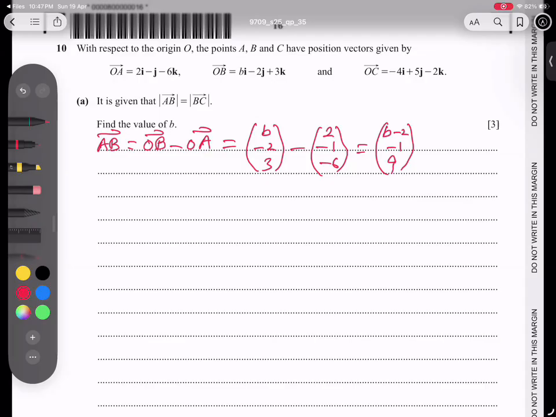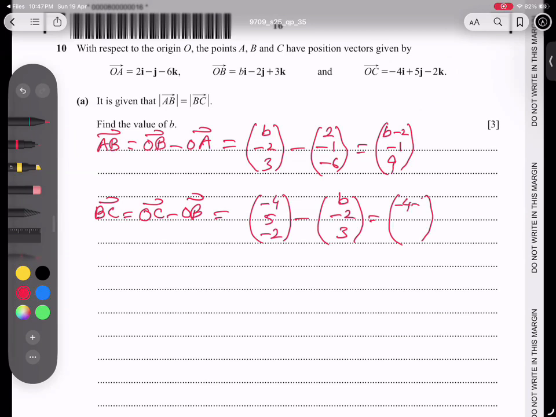After this, next plan is BC. Because the vector ends at C, so OC minus OB. Where the vector ends, we start from there basically. So OC minus OB is equal to the answer. OC is what we can see from here, negative 4, 5, and negative 2. Okay, what is OB? b, negative 2 and 3. And I'm getting here negative 4, negative b. And I'm getting 7. And I'm getting negative 5.